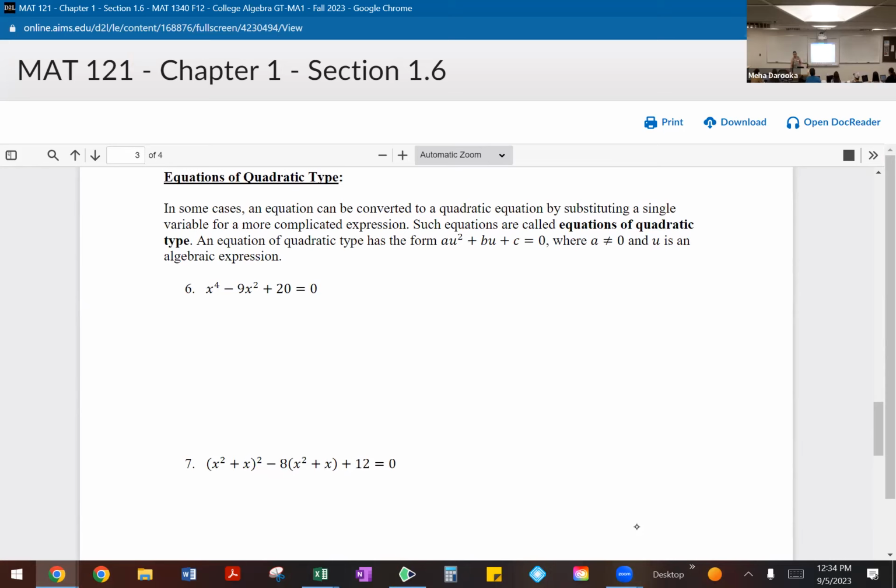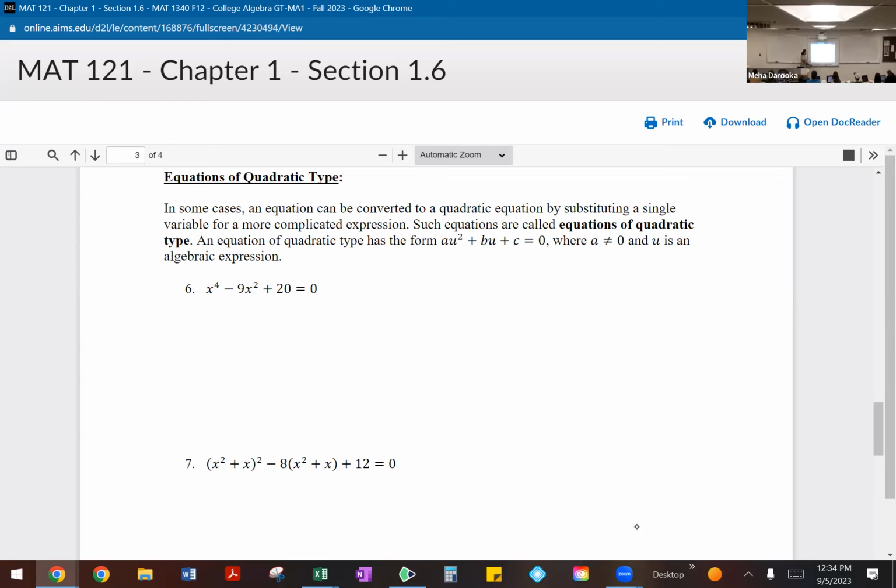When we're talking about equations of the quadratic type, we're not talking about quadratic equations. What we are saying is you can take an equation and rewrite it to look like a quadratic equation so that we can use any of those 4 techniques that we learned in section 1.5: factoring, square root property, completing the square, or just quadratic formula. So in this guy, you will see we're starting out with x to the 4th power minus 9x squared plus 20 equals 0. Obviously, this is not in the quadratic form, but I can, like I said, rewrite it and then use one of those techniques to solve it.